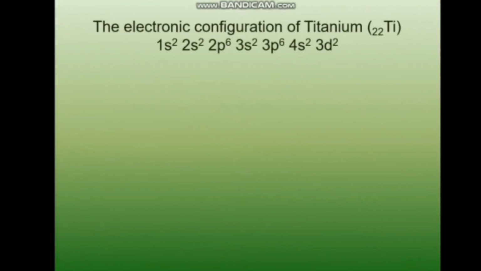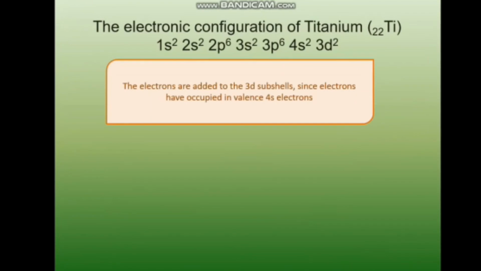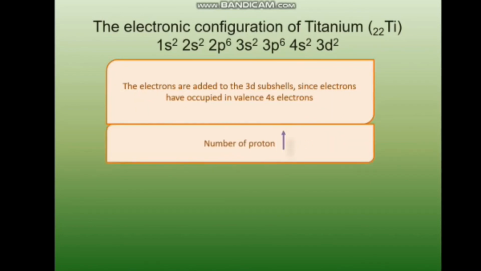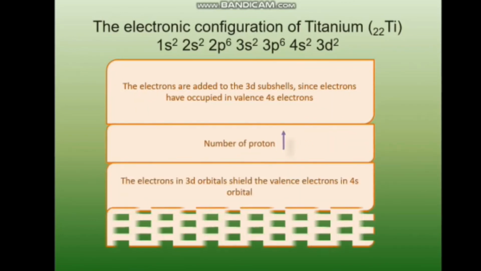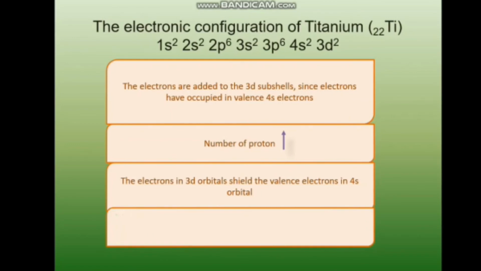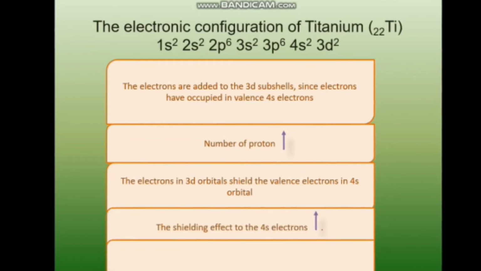Now, let's relate the ZEF and shielding effect by using titanium atoms as an example. When across the period of the first row of transition elements, the electrons are gradually added to the unoccupied 3d subshells, since electrons have occupied the valence 4s orbital. The proton number increases. The electrons in 3d orbitals shield the valence electrons in 4s orbital. The shielding effect to the 4s electrons also increases. Increase in the ZEF is cancelled by the increase in the shielding effect.